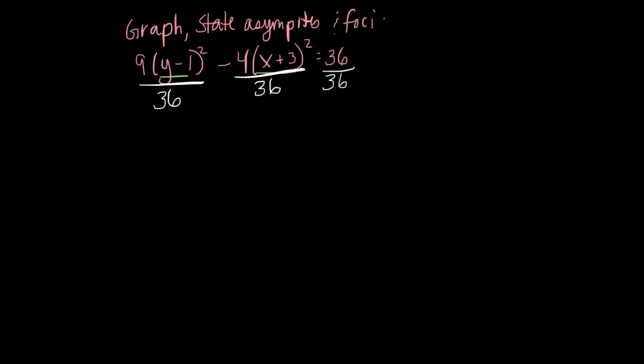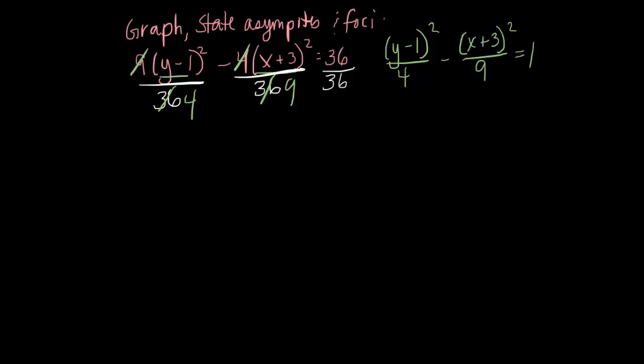Now let's reduce. I see 9/36, that's the same as 1/4. And 4/36, that's the same as 1/9. So I'm just going to rewrite our equation so it looks a little friendlier. (y minus 1) squared over 4 minus (x plus 3) squared over 9 equals 1.